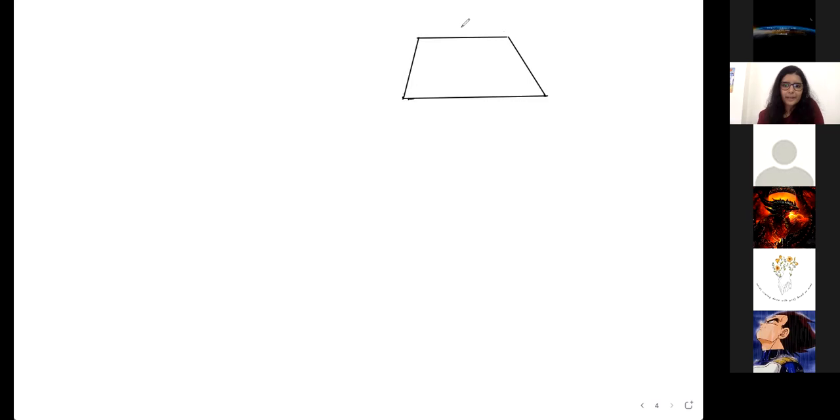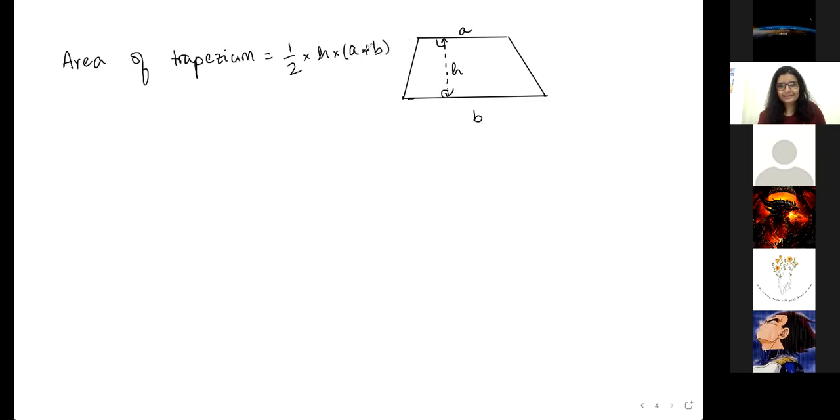Let's say length of the parallel sides, this is A, this is B, and distance between them is H. Perpendicular distance between them is H. So what is the area of this trapezium? Do you guys know? So is it like H into in brackets A plus B? Close, very close, Swayam. So it's half into H into the sum of parallel sides, where H is the distance between the parallel sides, the height. Okay, so this is area of trapezium. Yeah, that's it. These are like the main basic shapes that you guys have.